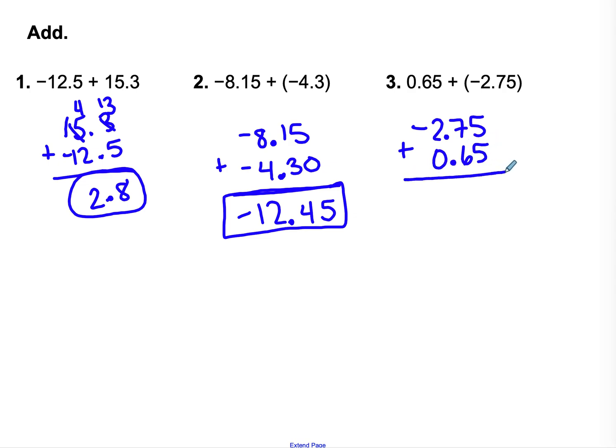This one has different signs, so we're finding the difference. 5 minus 5 is 0. 7 minus 6 is 1. Bring that decimal straight down. 2 minus 0 is 2. More negatives. Answer's negative.